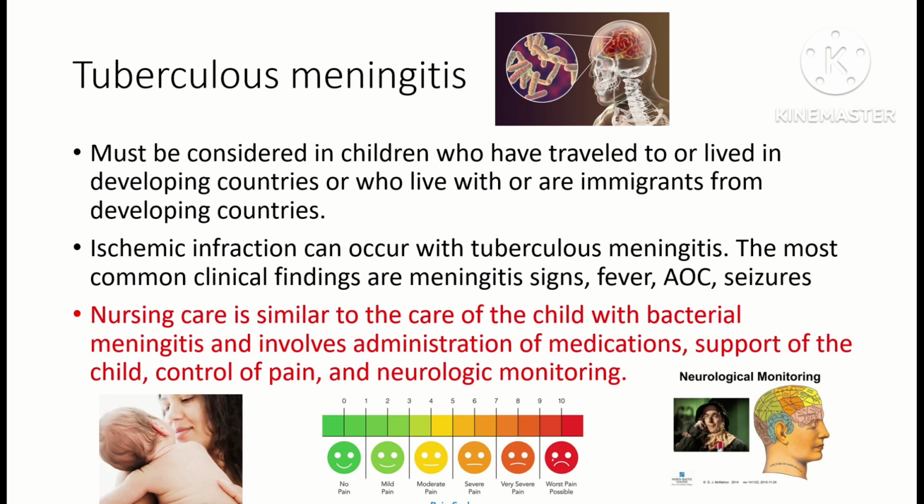Nursing care is similar to the care of the child with bacterial meningitis and involves administration of medication, support of the child, control of pain, and neurologic monitoring. Early diagnosis of tuberculous meningitis in the child can significantly reduce the disability caused by hydrocephalus, a common complication of this type of meningitis.